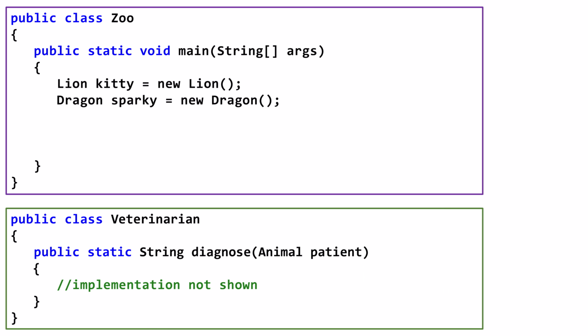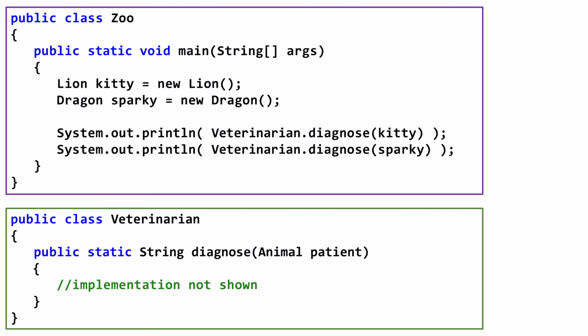Let's look at another example. Here we have a Zoo class with a Lion, Kitty, and a Dragon, Sparky, in the main method. We also have a Veterinarian class. The Veterinarian class has a diagnose method that can take in any Animal or Animal subclass and return a diagnosis. This is powerful because instead of having a different method for each type of animal, we can pass in any animal to this one method and get a diagnosis. Here's an example of how we could pass Kitty and Sparky to the method and output their medical condition.